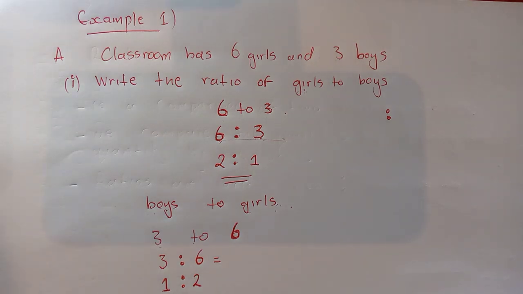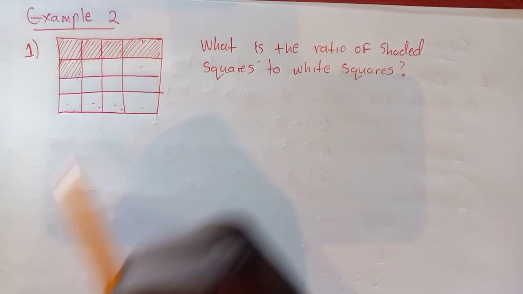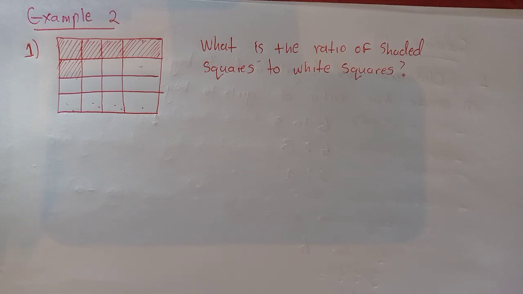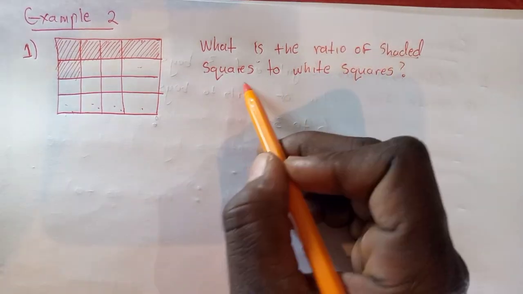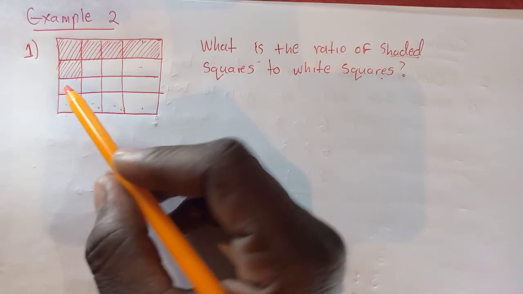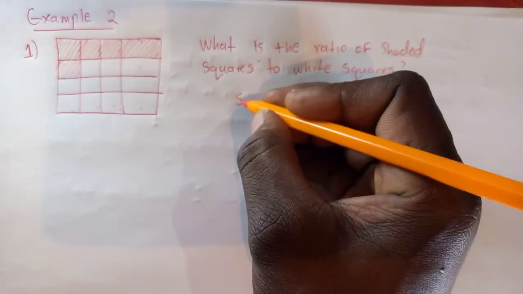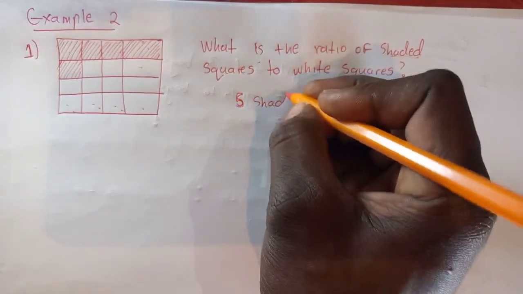Let's look at another example. In our second example, we have squares, some shaded and some not shaded. The question says, what is the ratio of shaded squares to white squares? They have started with shaded squares. How many shaded squares do we have? 1, 2, 3, 4, 5. We have 5 shaded squares.